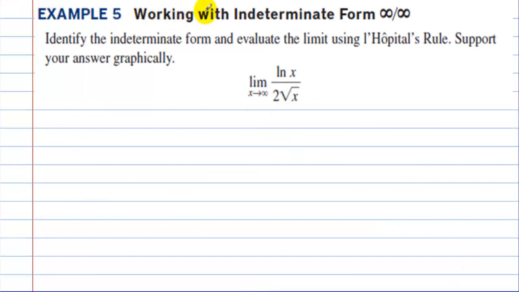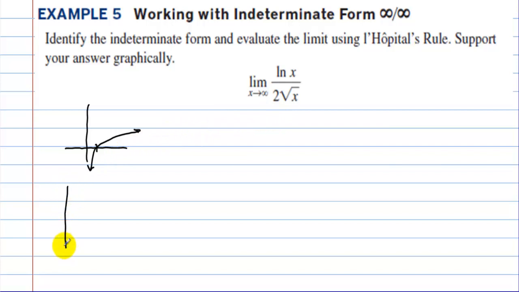Working with indeterminate form infinity over infinity. Identify the indeterminate form and evaluate the limit using L'Hopital's rule. Let's look at the graph of natural log. The graph of natural log has the point 1, 0, and then shoots up to infinity. It shoots up very slowly, but it does go to infinity.